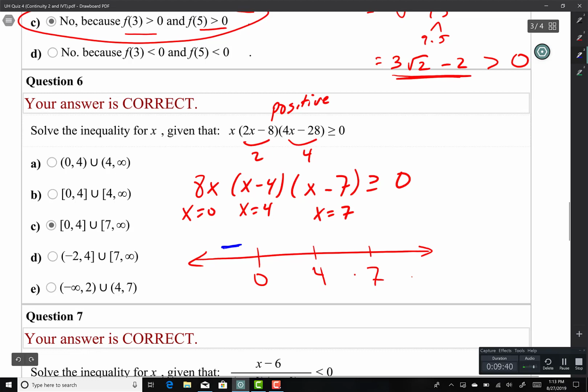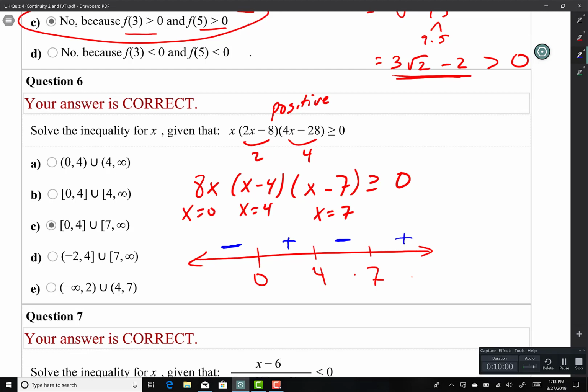Plug in a number like 2. Positive, negative, negative. Negative times a negative is a positive. Plug in a number like 5. Positive, positive, negative. So again, you get negative. And plug in a number like 10. All three terms are positive, and when you multiply them, it's a positive number.